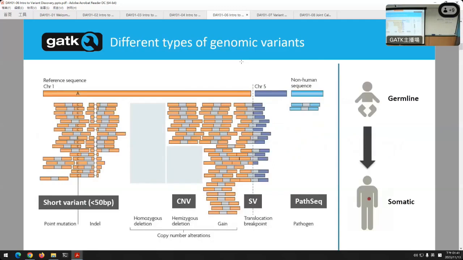Okay, so this is an important slide. There are many different types of differences in your genome, lots of mutations. The most common ones are called SNPs. SNP is single nucleotide polymorphism, so one base difference. And there are about 3 million of those in your genome.